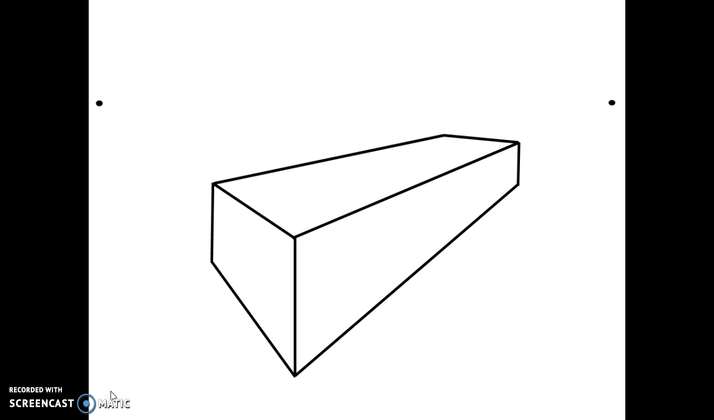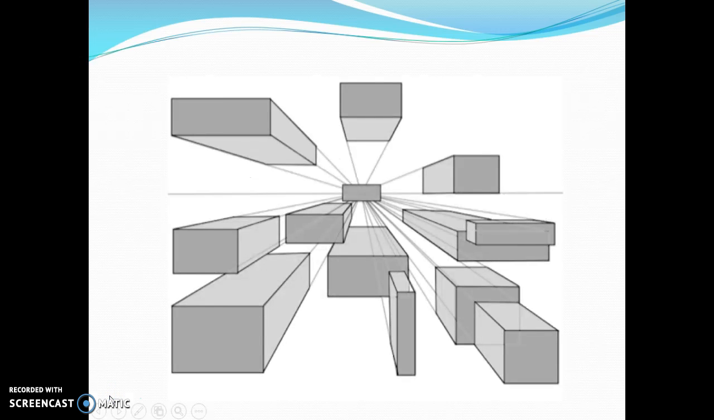Now we can clearly see that the location of the vanishing points determines which portion or portions of the object are being shown in the drawing. This is an example of a one-point perspective drawing. In this drawing, three of the boxes are drawn above the vanishing point. One is drawn right at the same level of the vanishing point, and most of the boxes are drawn below the vanishing point.